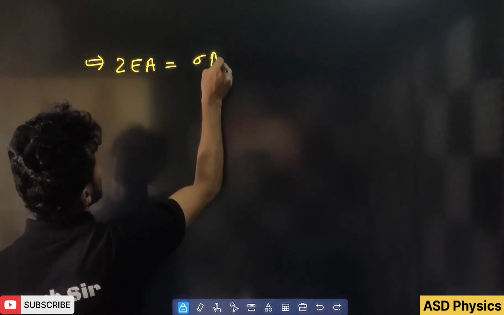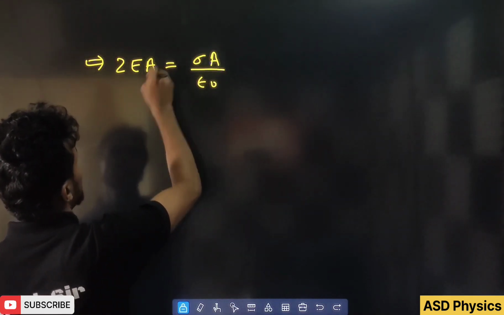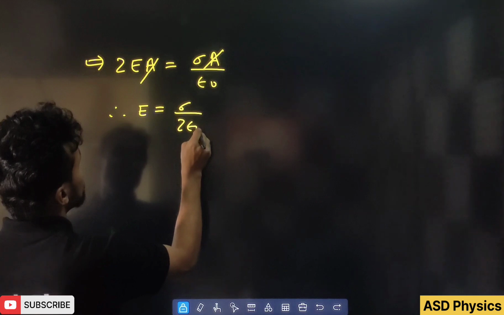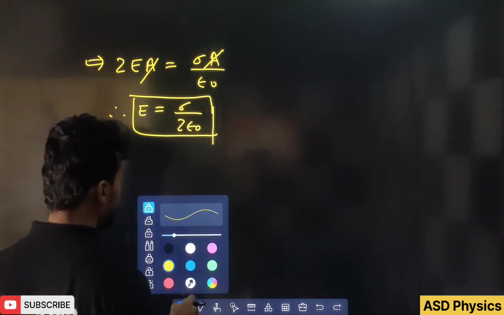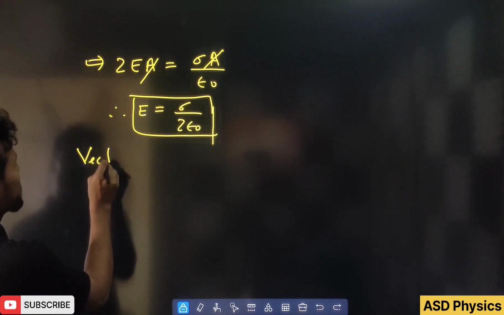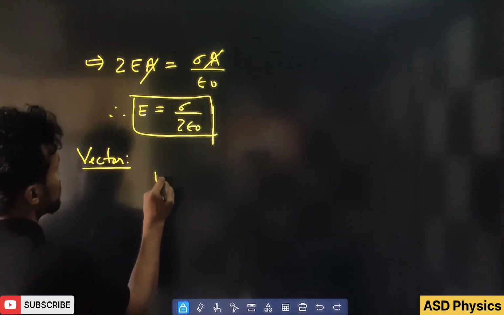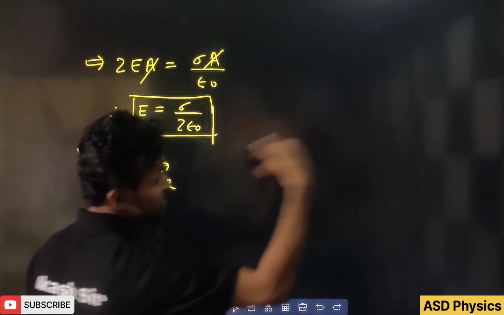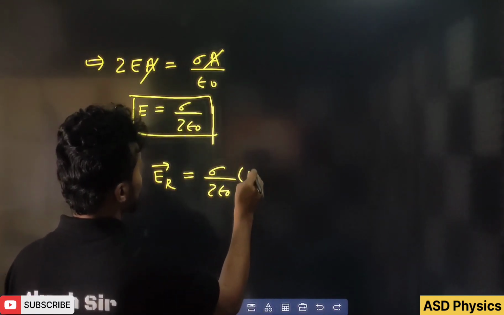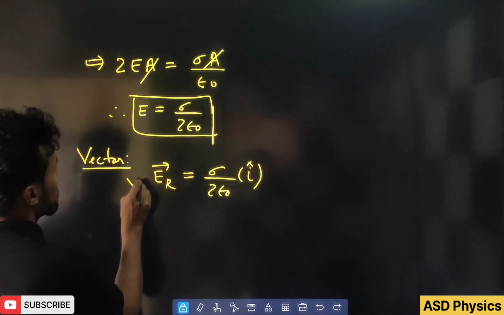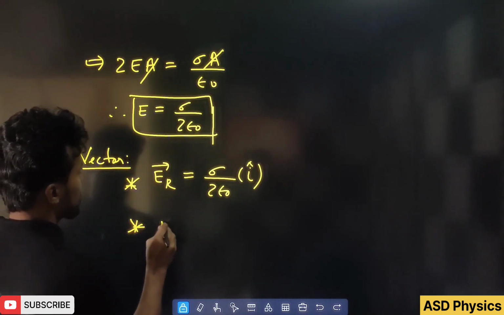This 2EA is equal to sigma A by epsilon naught. This A and this A cancel out. That means the electric field comes out to be sigma by 2 epsilon naught. This is the magnitude. Similarly, if I want to write in vector form, we should know the standard one. For the right side, we can write sigma by 2 epsilon naught i cap. Similarly, if I write for the left side, what is it?